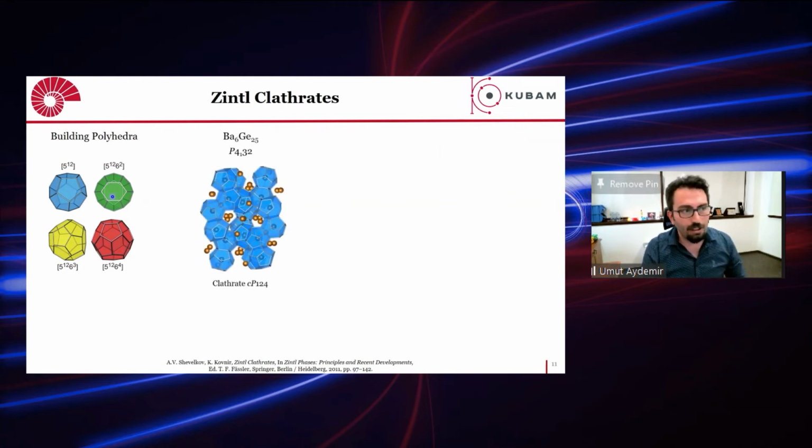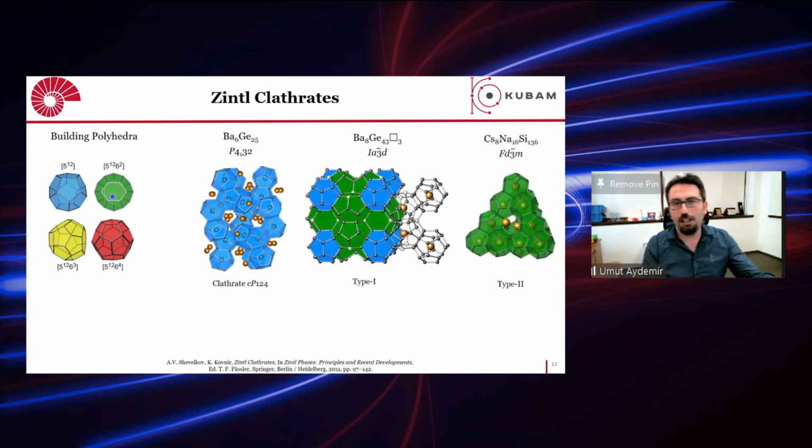So you can see that there are different types of clathrate structures. I put here only 3 of them. There are more of these structures which are built by different building polyhedra, as you can see here. So these have very large unit cells actually. This is type 1 clathrate, so 54 atoms per unit cell, and this is 124 atoms per unit cell.